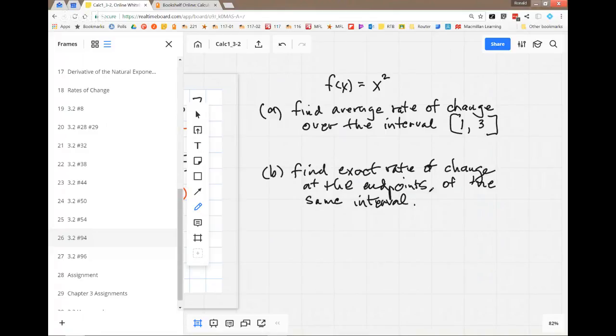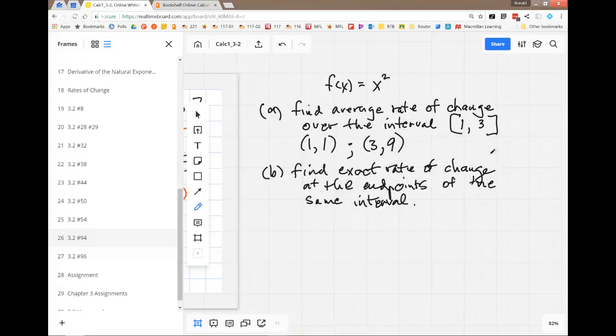All right, so I need some ordered pairs. This 1, 3 is not an ordered pair. That's an interval. So the first ordered pair would be what? 1, comma, and 1 squared is 1. And the second ordered pair, when you plug in a 3, 3 squared is 9. So there's the completed ordered pairs.